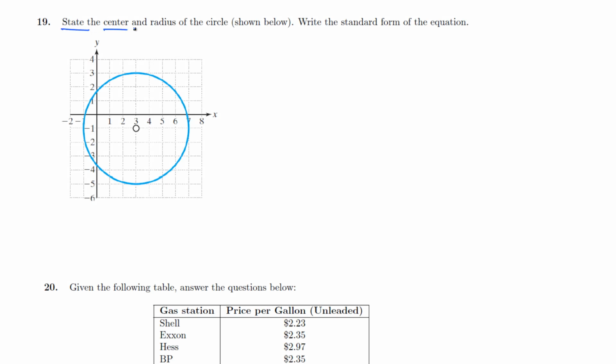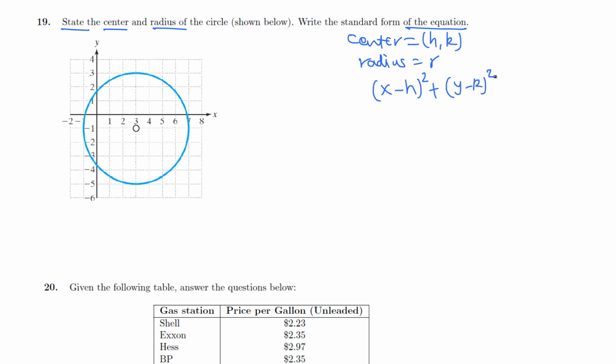State the center and radius of this circle, then write the standard form of the equation. We know the equation of a circle with center (h, k) and radius r is (x - h)² + (y - k)² = r². That's the standard form. So look at this circle here. This one is 3 right and 1 down, so the center is (3, -1), if you want to compare with (h, k).